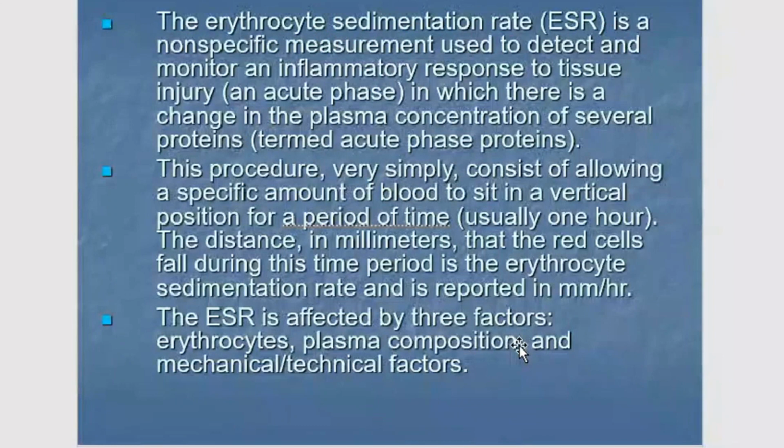So this procedure is very simple. It consists of allowing a specific amount of blood to sit in a vertical position for a period of time. So we are just keeping it in a vertical position for a period of time, and we are allowing the cells to settle down. And the distance in millimeters that the red cells fall during this time period is the erythrocyte sedimentation rate, and is reported in millimeters per hour. So do you understand? It's so easy. It's very easy to understand.